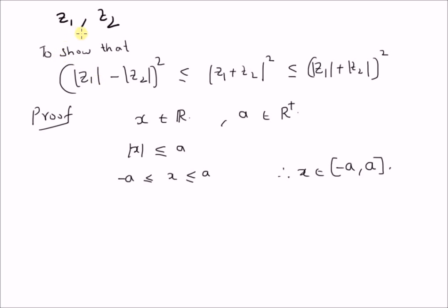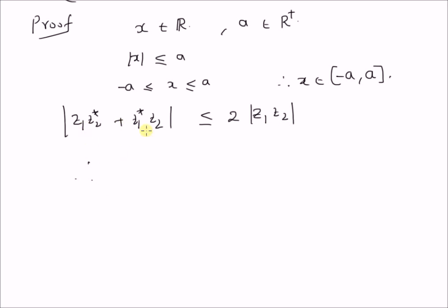For the two complex numbers z1 and z2, we know the following inequality: z1 multiplied by z2 conjugate plus z1 conjugate multiplied by z2. Then the absolute value of this sum is always less than or equal to 2 times the absolute value of the product z1 and z2. So now we can easily compare this inequality with this inequality of x, the absolute value of x is less than or equal to a.